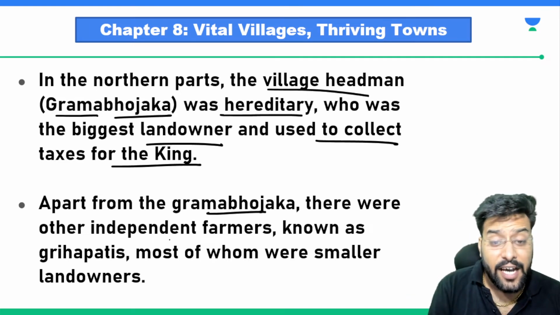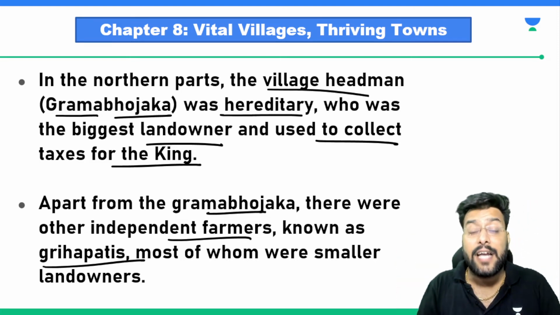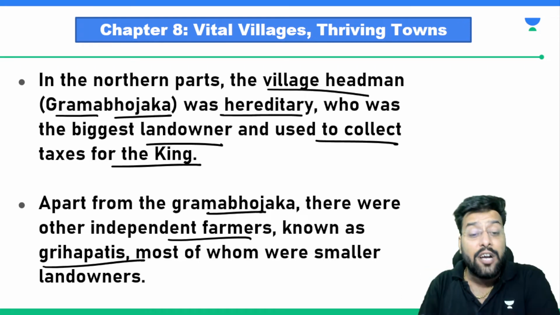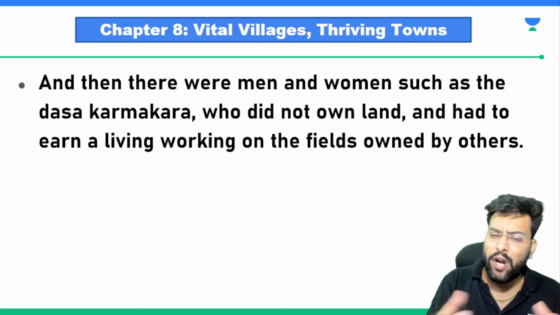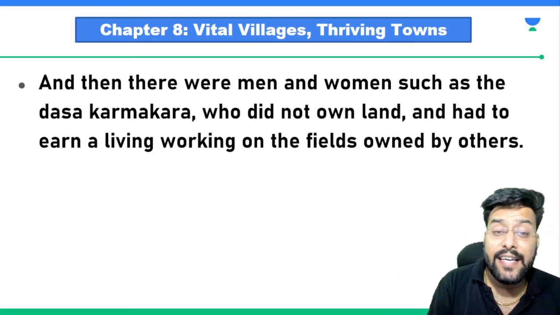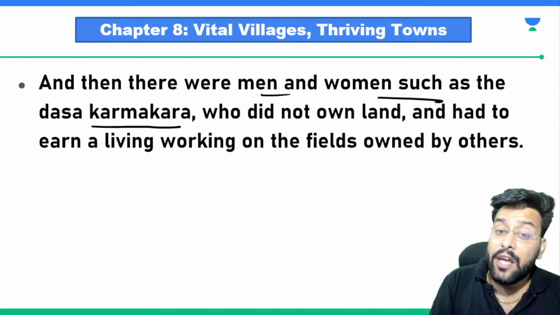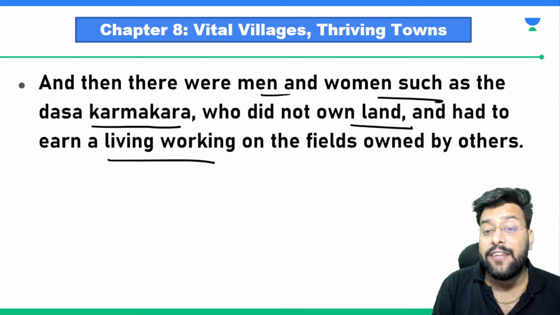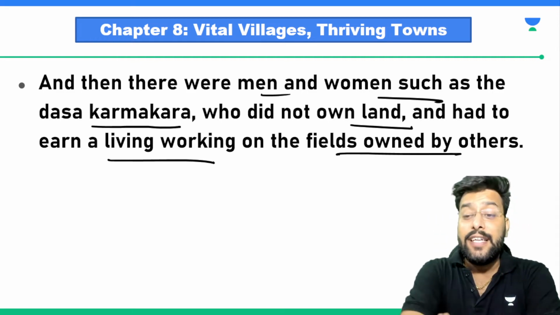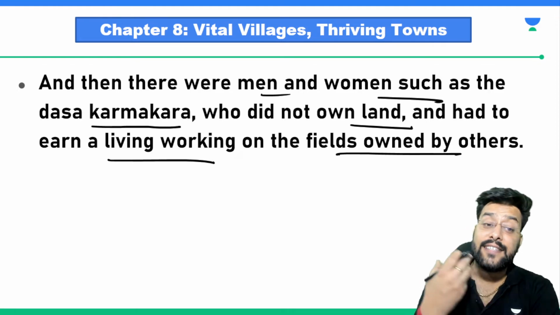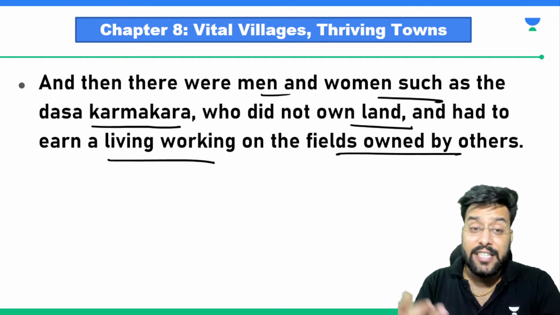Apart from Gram Bojaka, there were other independent farmers known as Grihapati. Then there were other farmers who were not as big as Gram Bojaka, but they also had a substantial chunk of land. They were known as Grihapatis, and they were similar to smaller landowners. And then there were men and women such as Dasa and Karmakara. Dasa is a term used for servant. They did not own any land, and they had to earn their living by working on the fields owned by others. They had to work as laborers, as das. So they were named as Dasa Karmakara.